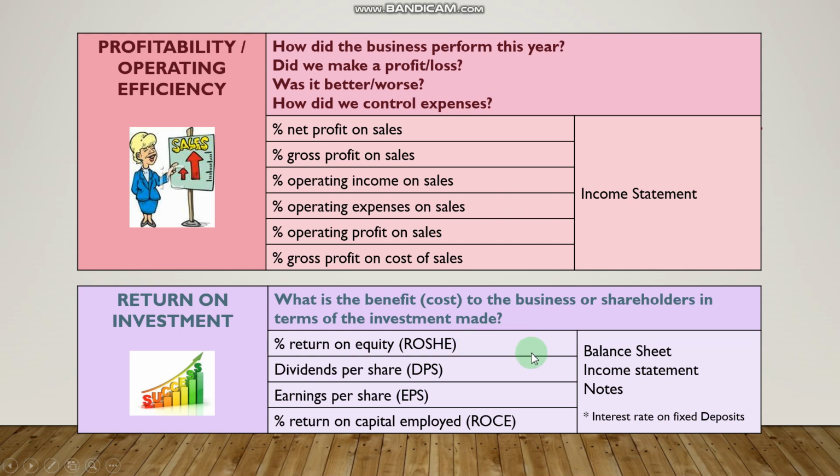Obviously, he'll be looking at trends to try and gauge whether his investment is good or the degree of his risk is high or low. So just bear that in mind. For return on investment, focus mainly on ROSHE, return on shareholders' equity, the DPS, the EPS, and this 2-year linked to your retained income to get your dividend payout rate.